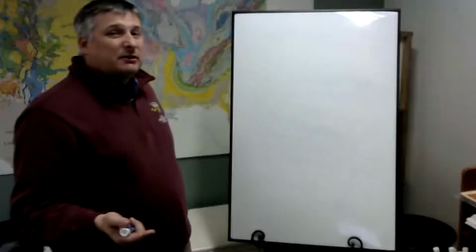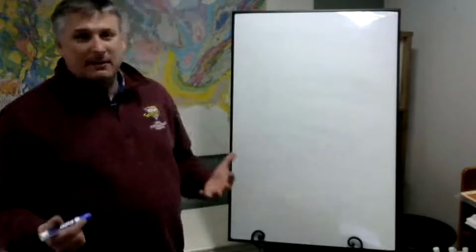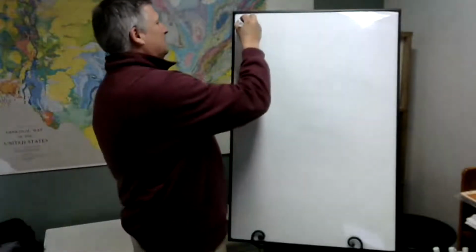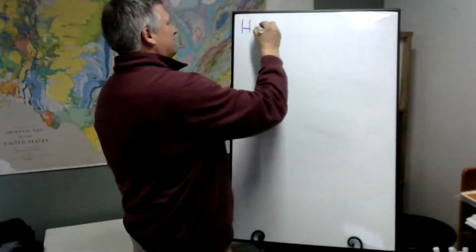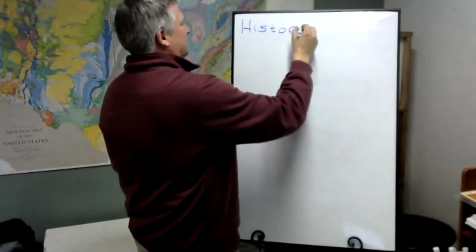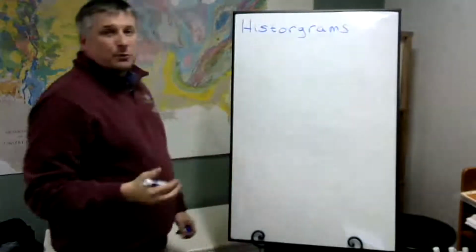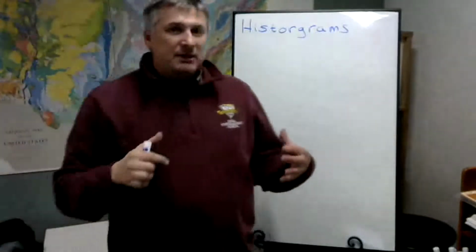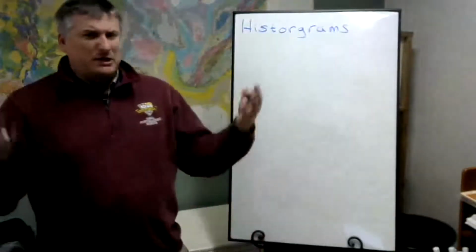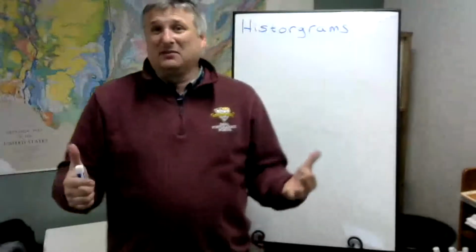So we're going to take a look at histograms, and we've talked about this before already. We're going to get into a little more of the details. But again, the idea is that a picture is worth 1,000 words. We could be given a whole bunch of data, say reams of data, and it's like, okay, how do you make sense of this?